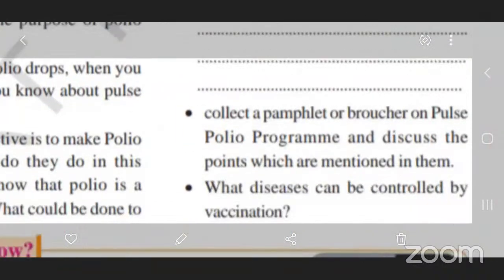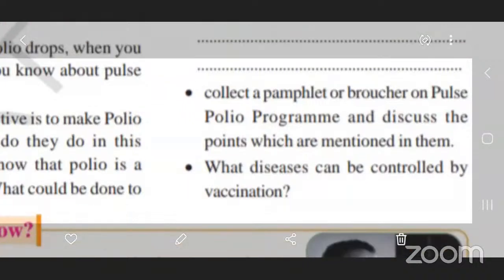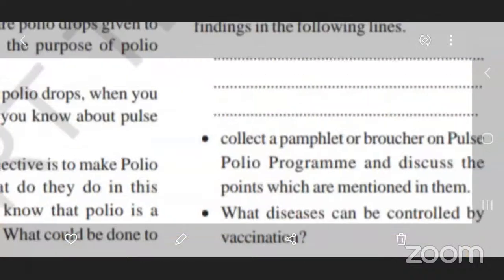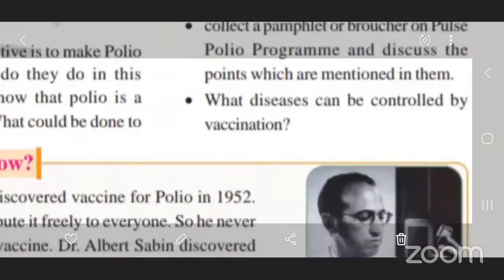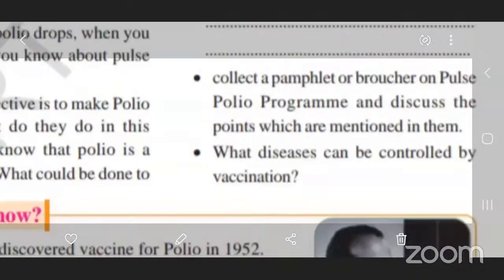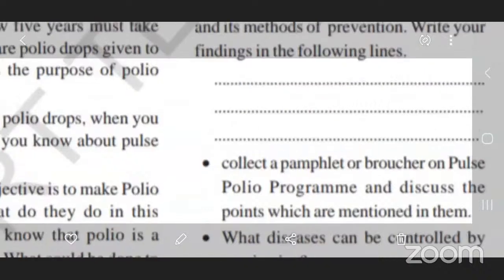Okay, collect a pamphlet or brochure on the pulse polio program, and discuss the points which are mentioned in them. If polio pamphlets are not available, just take Google's help and type pamphlet or brochure of a polio program. You can get it.